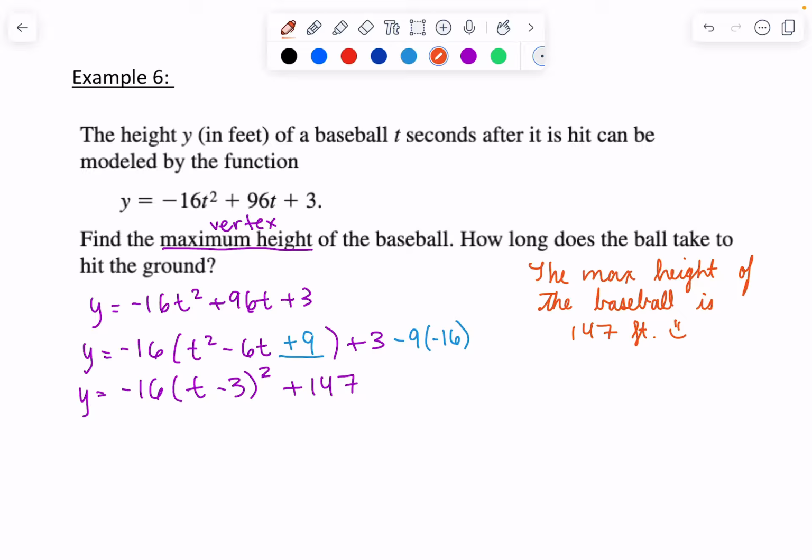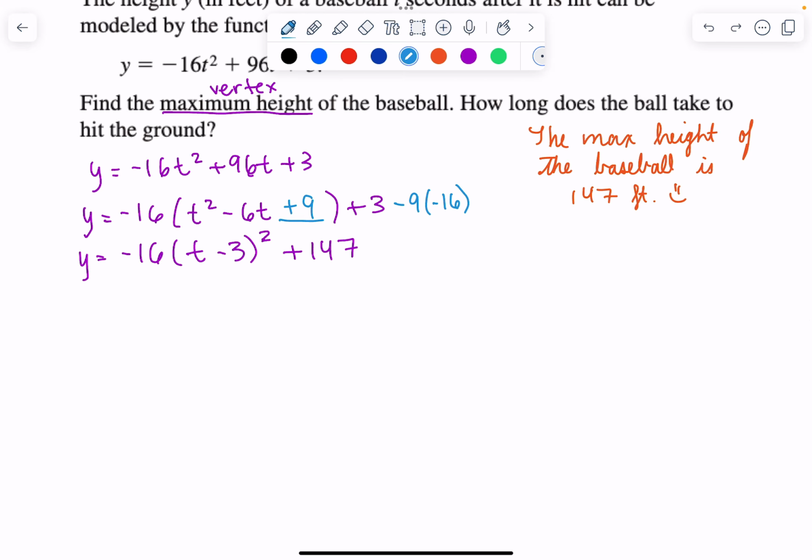Second question, how long does the baseball take to hit the ground? Now remember, if I want to figure out how long it takes, I'm looking for the seconds, which is represented by t. And if I want to know how long it takes before it hits the ground, well, the height is represented by y. And if I'm at the ground, that means my height is 0. So second question is replace y with 0. Since I'm at the ground, my height is 0.